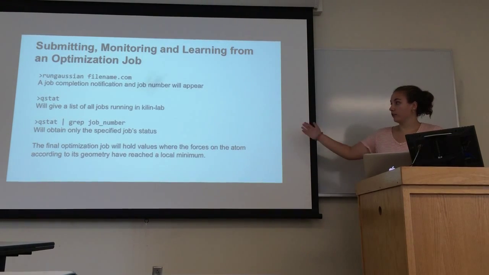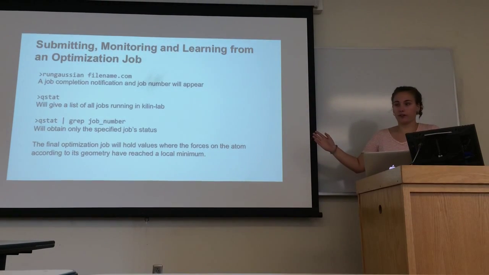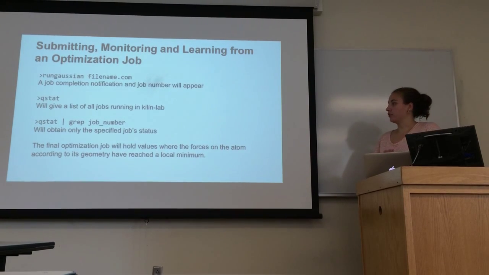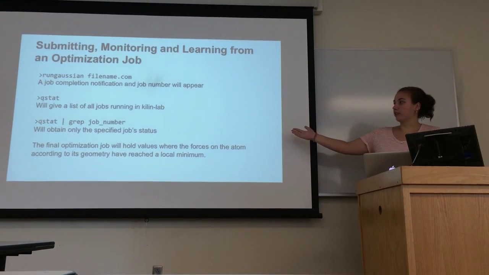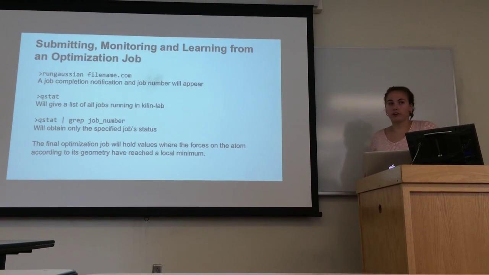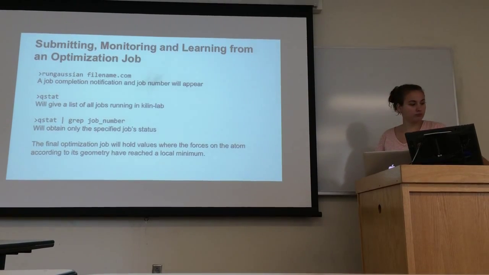From that, you can use qstat, and that will give you all the jobs that are currently running, so if it's an optimization job, all the jobs doing their optimization. And to get yours specifically, you do qstat and then grab the job number. And then that's when you get your optimized molecule. And that's my sources. Okay.